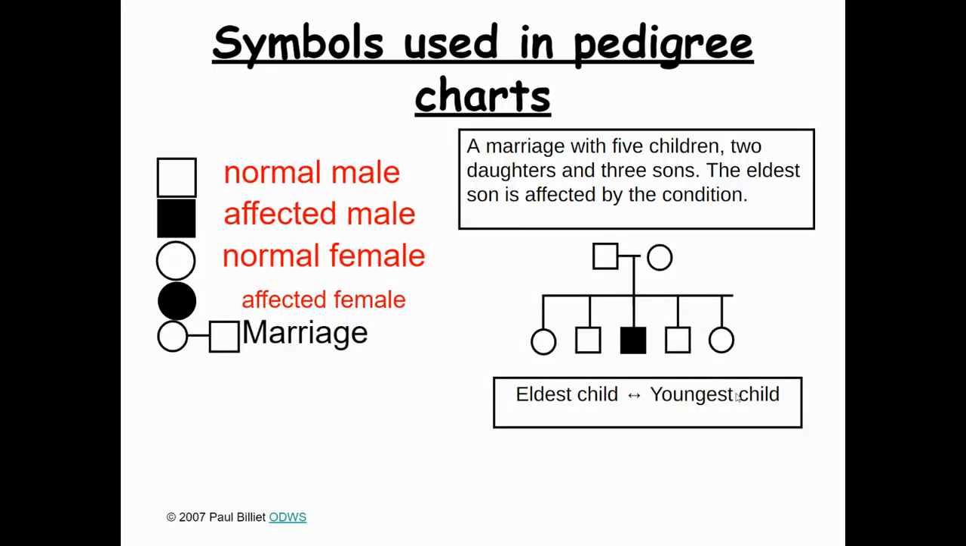Okay, again, symbols used in pedigree charts. Square is a normal male. A square that's shaded in is the affected male of some trait that you're following through in the pedigree. Clear circle is a normal female. A shaded circle would be an affected female. And as you see, the line between the circle and the square represents a marriage. And a marriage with 5 children is being illustrated here. The 2 daughters and the 3 sons. The eldest son is affected by the condition.